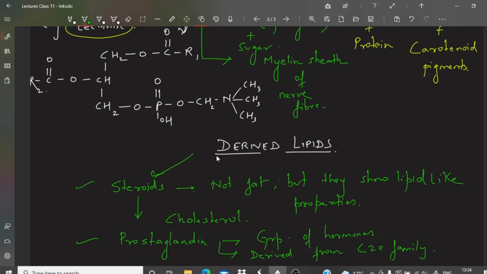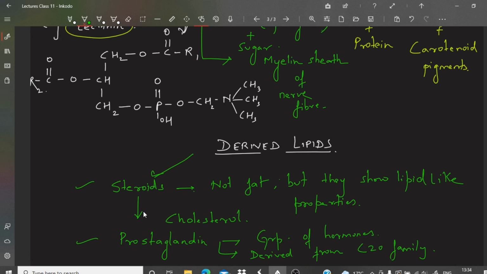Basically the main example of a derived lipid is a very famous steroid we know as cholesterol. It is present again in the plasma membrane, but this steroid is not a fat. But why are we studying it under fats? Because it shows fat-like or lipid-like properties. That's why we are studying this particular steroid under lipids.